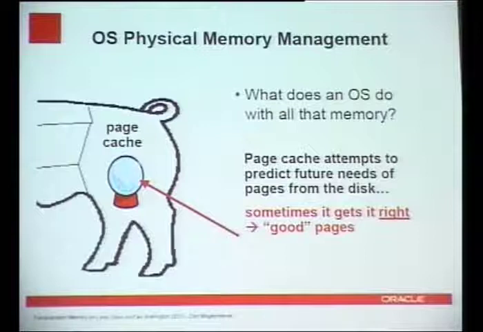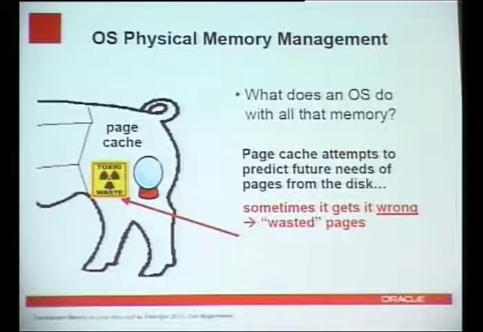So if the OS attempts to predict the future and it guesses right, then we're going to call that a good page cache page, and we're going to represent that with this crystal ball symbol. So I said that the OS guesses right a lot of the time, but that also means that it guesses wrong a lot of the time. So that means a lot of the pages in the page cache have data that's not going to be used again in the future, and so it's wasting memory space. And we're going to represent that with this symbol.